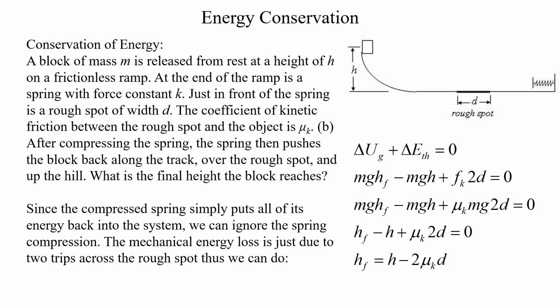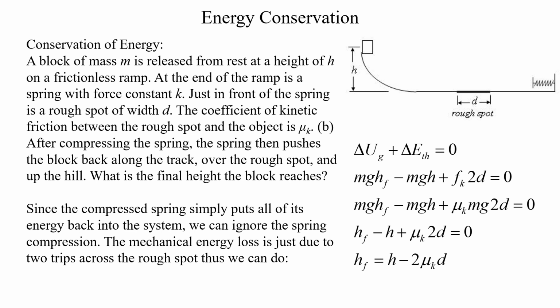Thus, over the whole trip, the only changes in energy are a change in the gravitational potential energy and a change in thermal energy. So the loss of gravitational potential energy plus the increase in thermal energy must sum to 0. So the change in potential energy, we have mgh final minus mgh initial, plus the increase in thermal energy, which is the frictional force times the total distance, which is 2d. So we go 2 trips over the friction to give us the increase in thermal energy.